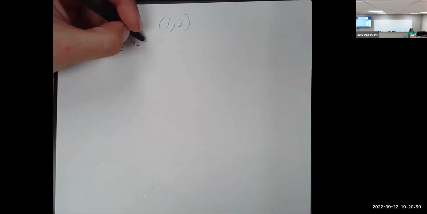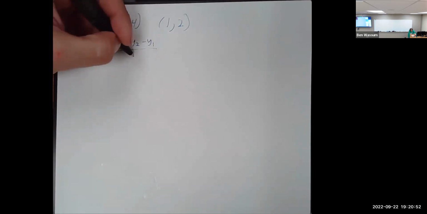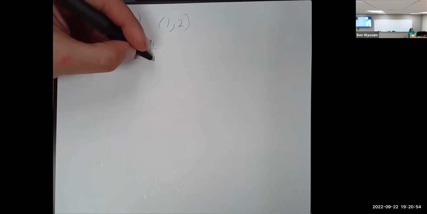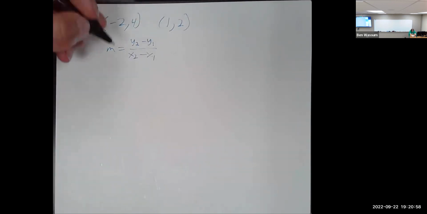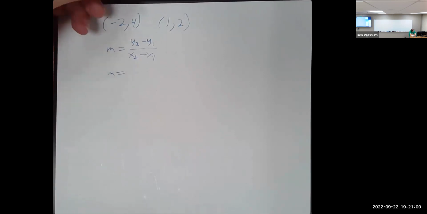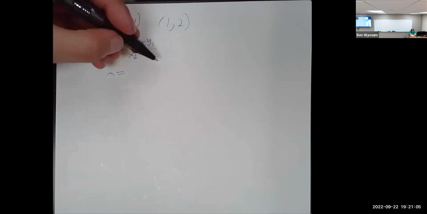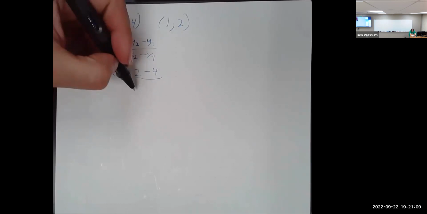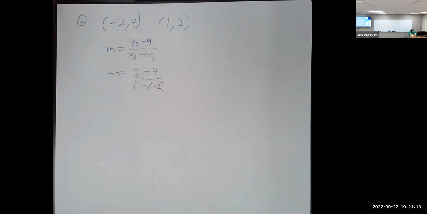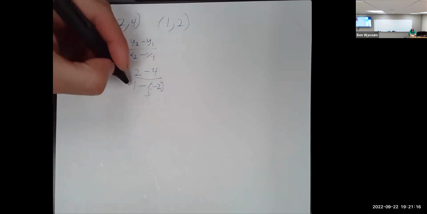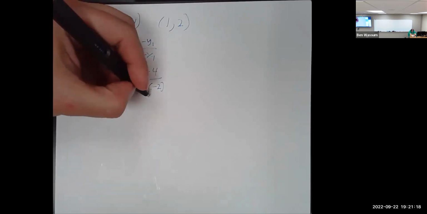So I can do m is, I'm just going to write down the formula again so you guys can see it. It's the difference in the y's over the difference in the x's. So let's say we're going to find that with this one. What we can do is do this one minus that one over this one minus that one. And see, this is an example of where I would do that because I know I can add these guys, right?